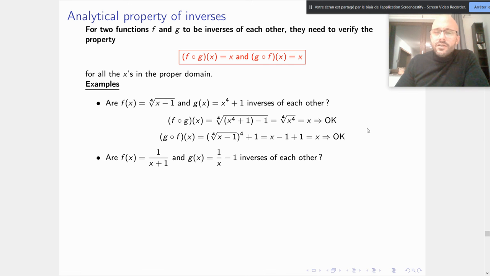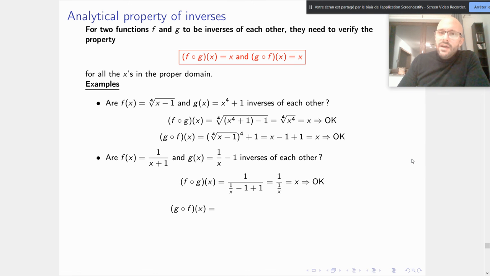What about those two functions? Pretty complicated also. So let's check it out. F after g, we take the expression of f and replace the x by the expression of g. So it gives us this, minus 1 and plus 1 cancel. We have to compute the inverse of the inverse of x, and of course it gives us x. It's okay. The property is verified.